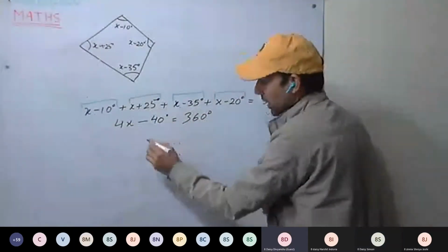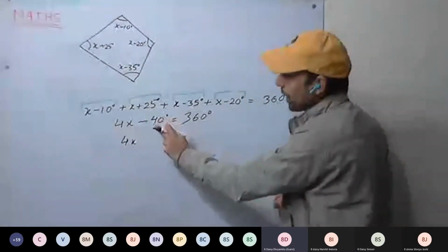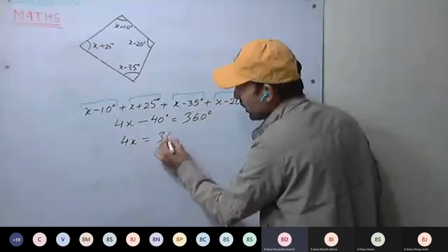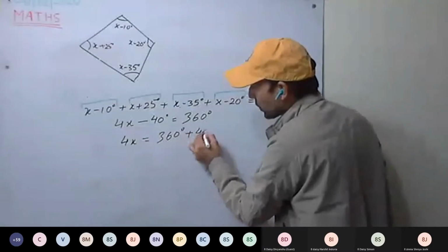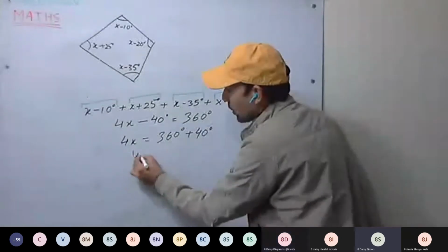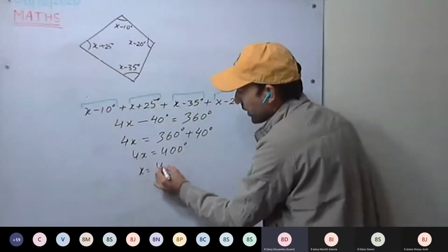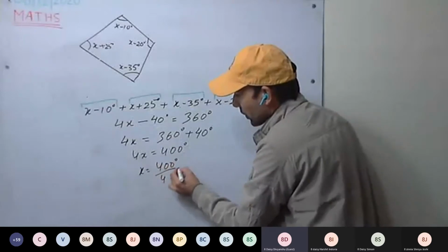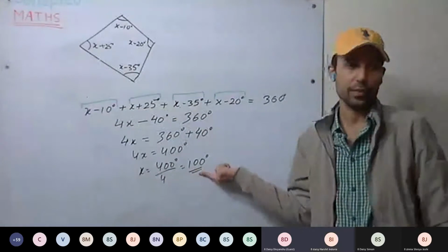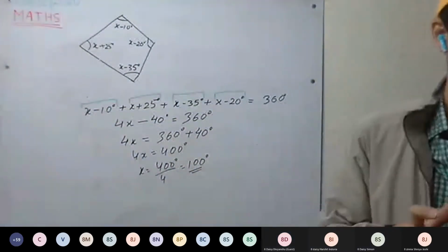Now, 4x minus 40 degrees. From the LHS, you have to take it to the right hand side. So here it will be plus: 4x equals 360 degrees plus 40 degrees. Now 4x is equal to 400 degrees. x is equal to 400 divided by 4. It is how much? 100 degrees. So the value of x we have to calculate. Value of x is how much? 100 degrees.